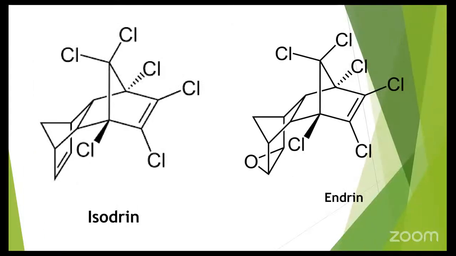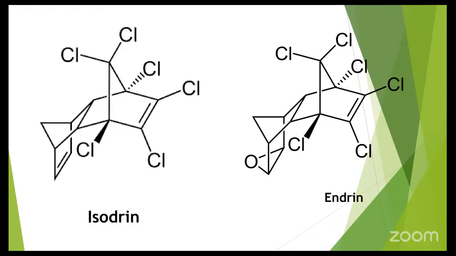So coming to isodrin. Isodrin is a stereoisomer of aldrin. It's a white crystalline compound with a melting point of 240 to 242 degrees. Isodrin is highly toxic to mammals. The LD50 for rat is about 7 to 15 mg per kg, but it is no longer manufactured for use as an insecticide. Coming to endrin.